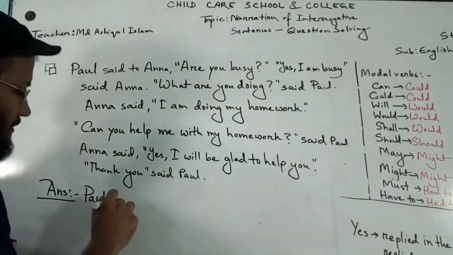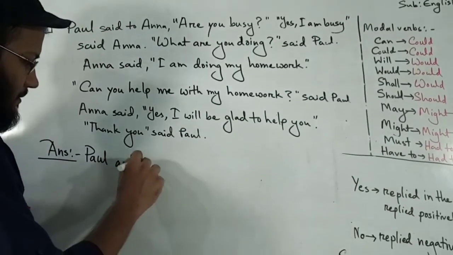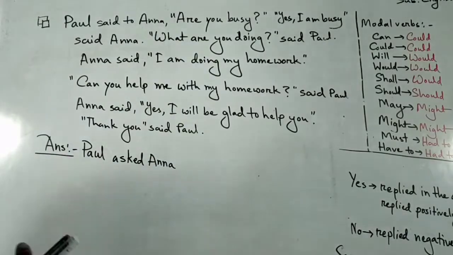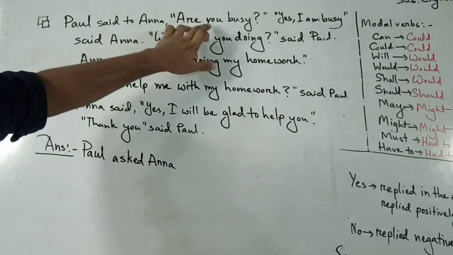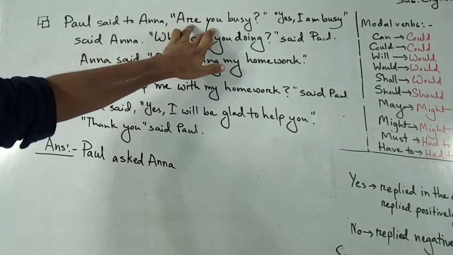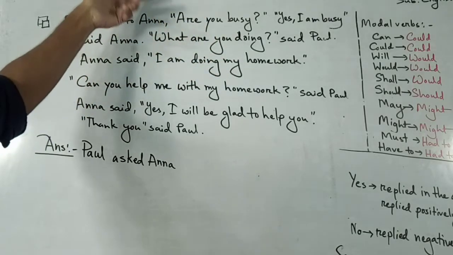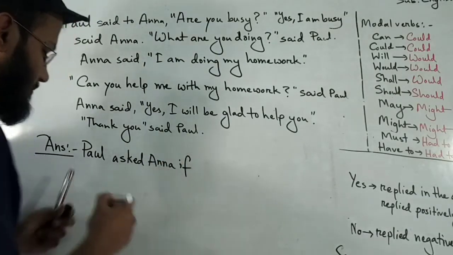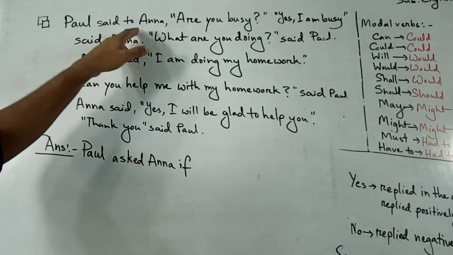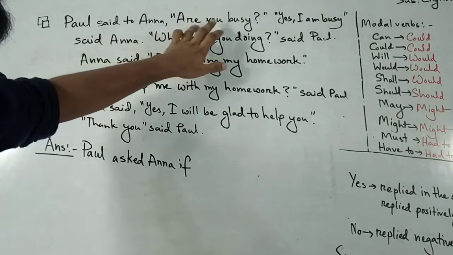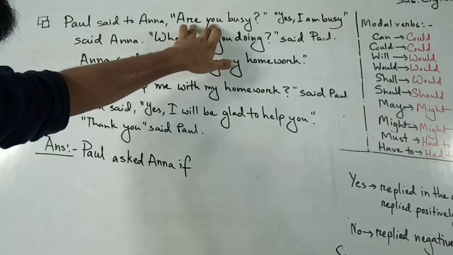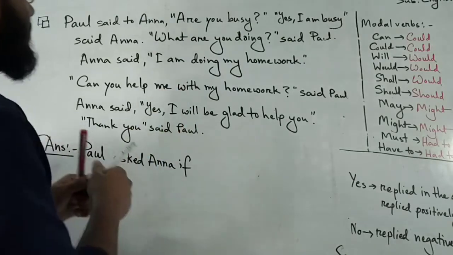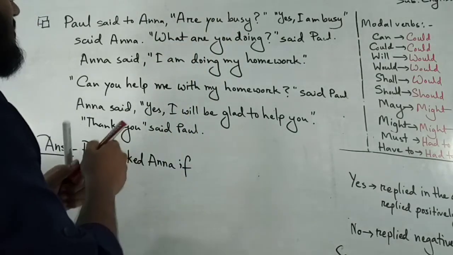So for this, since it's a question, I'm going to write Paul asked Anna. Now, let's think about the things that we have learned previously. It says, are you busy? Well, I hope you remember that this one is actually a yes-no question. And for a yes-no question, I'm going to put if, since Paul wants to make sure if Anna is busy or not. So if, and for this auxiliary verb, we're going to put it behind the subject. For the pronoun you, we're going to use she, because the pronoun you refers to the person Anna.